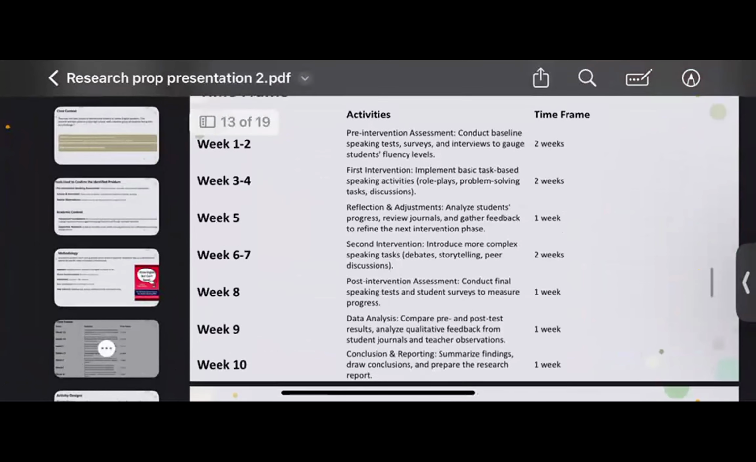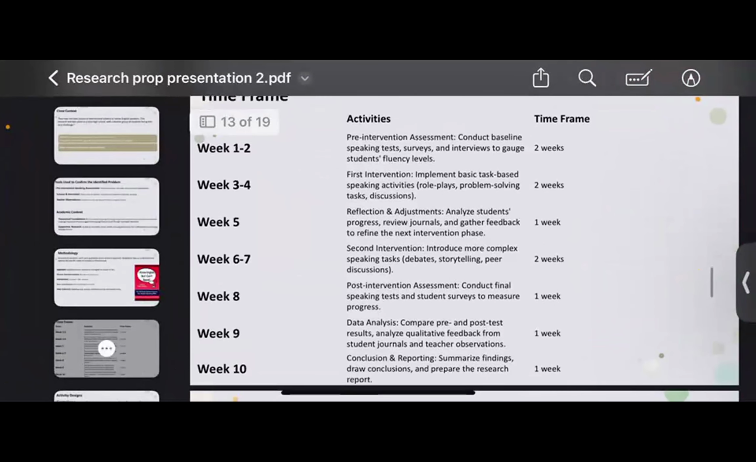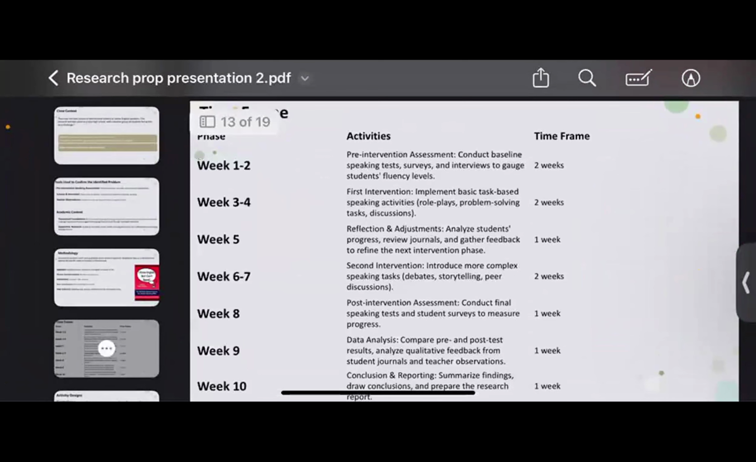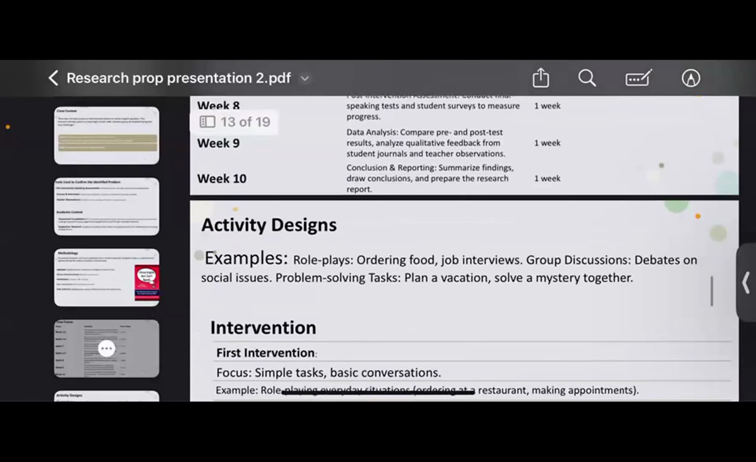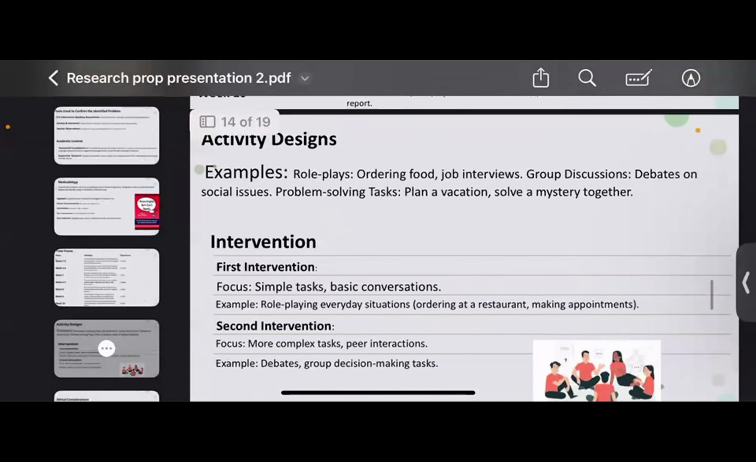Actually, I need 10 weeks, and I have enough time because I conduct my lectures from 8:30 to 12:30. After that I'm free, so I can do this. And I have mentioned activity designs. My next slide is activity designs. For this one, I have two intervention plans.